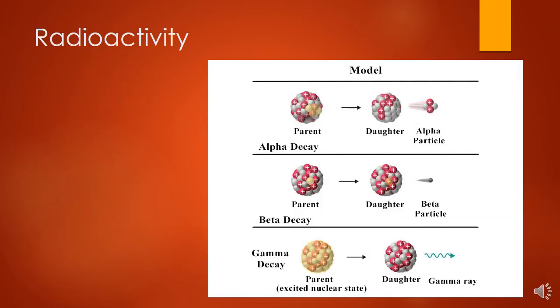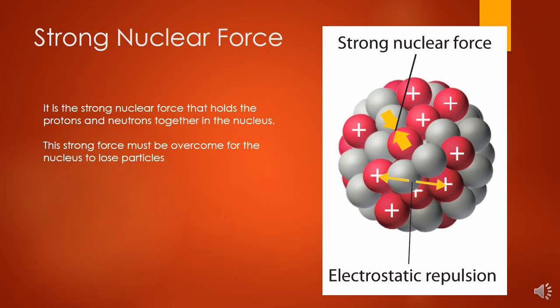So here's a graphic, again, reviewing the same thing: alpha, beta, and gamma. Notice that alpha has a daughter, beta has a daughter, but in gamma, I just go from an unstable element to a stable element. I guess it's also being called a daughter, but we're going to find out in the next slide that it's actually the same element again. So again, we must overcome the strong nuclear force for radiation, because we have to break this force for the nucleus to lose particles.